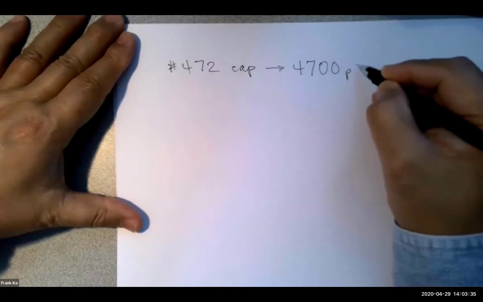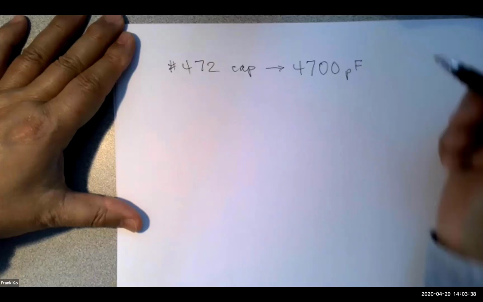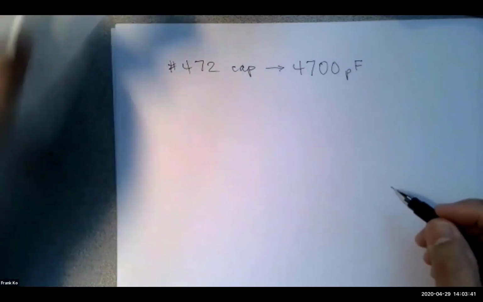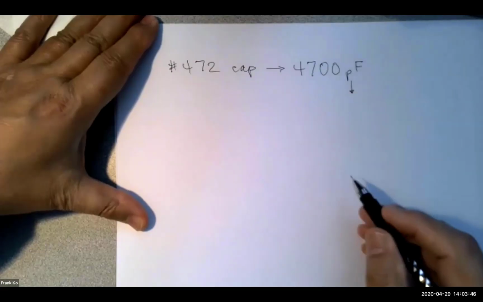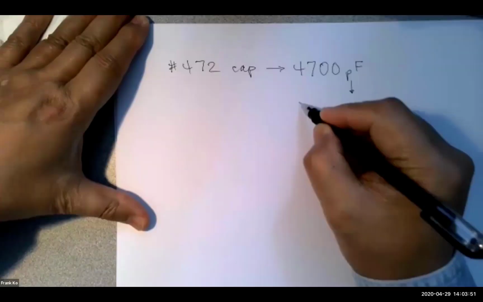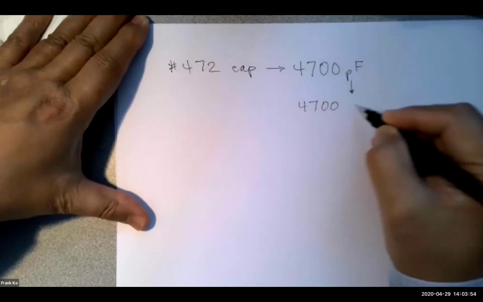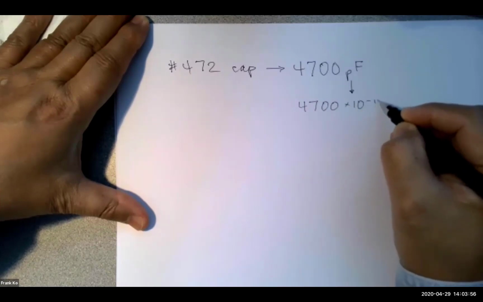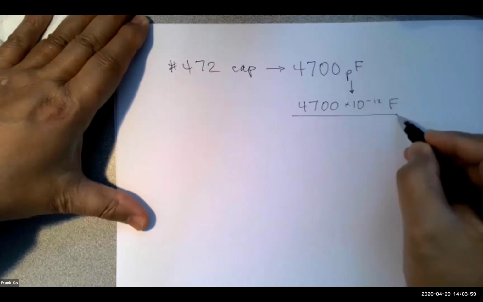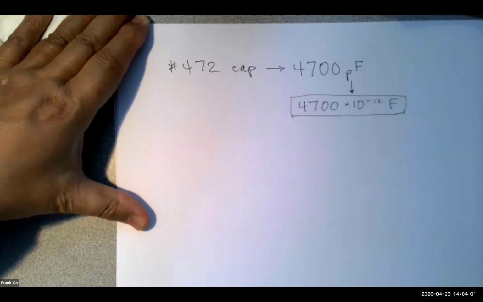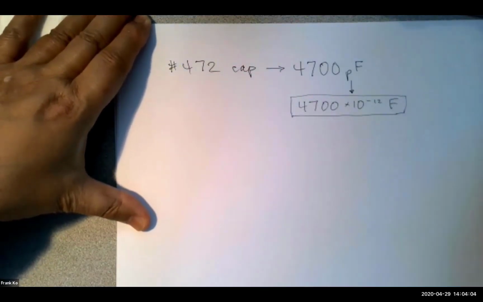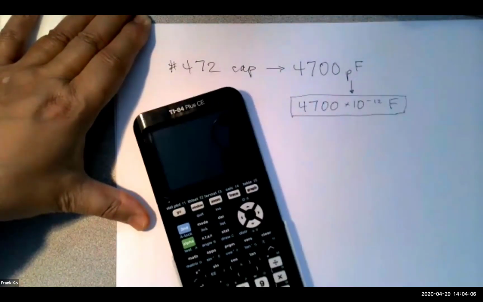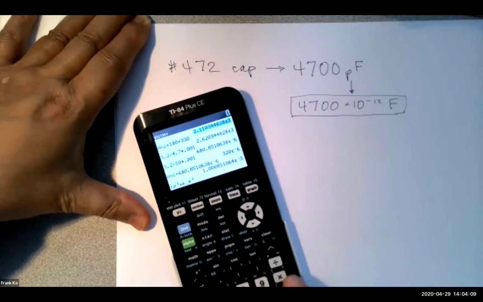Picofarad. Okay, it is always going to be in picofarads. Everybody say picofarads. You need to speak it. Picofarads. Picofarads. And what is the power of 10 for pico? Negative 12. So this will be 4700 times 10 to the negative 12 farads. You need to enter this into your calculator. When you enter this into your calculator, this will tell you how many farads we are going to have.